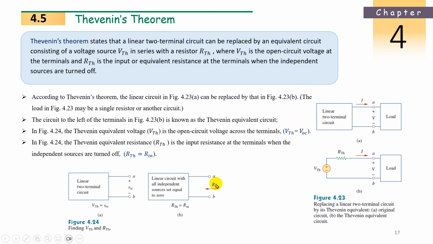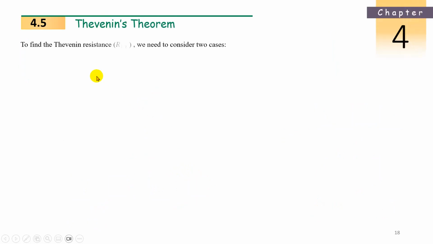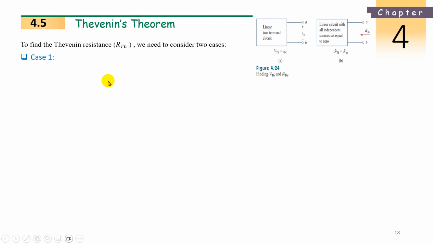So this is R input. This is your R Thevenin. Now let's see how to find the Thevenin's resistance. We need to consider two cases. First case, see the circuit for the Thevenin's resistance.